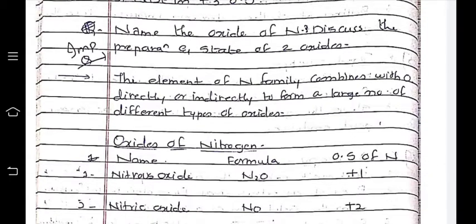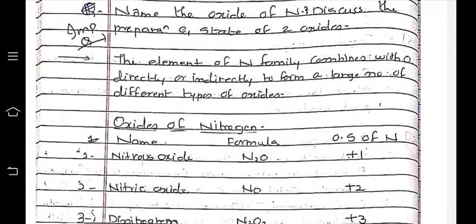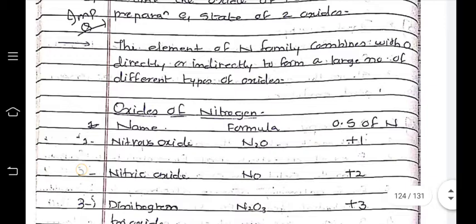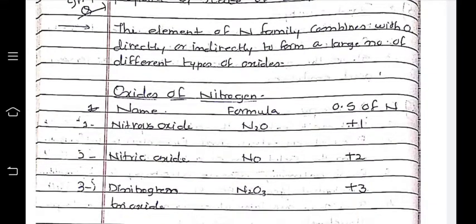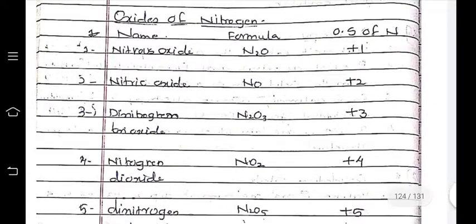Next is the oxides of nitrogen. Discuss the preparation and the state of the two oxides. Elements of the nitrogen family combine with oxygen directly or indirectly to form a large number of different types of oxides. Oxides of nitrogen: name nitrous oxide, formula N2O, oxidation state of nitrogen +1. Nitric oxide, +2.